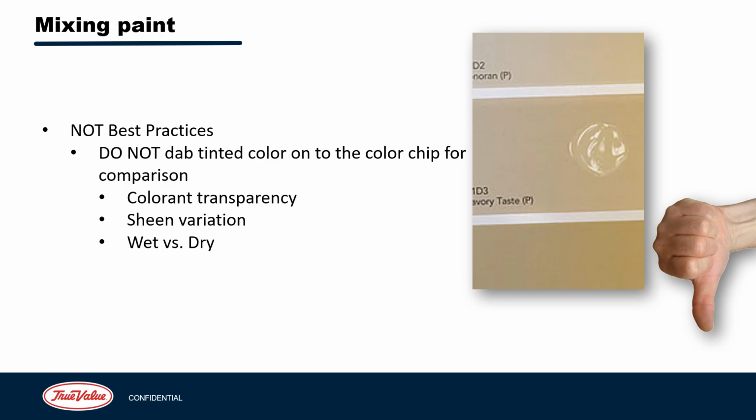You have heard of best practices. Now, I'm going to share a couple of not best practices that you should definitely not do. Never dab a sample of mixed paint onto a color chip. It can cause issues as the chip was made with paint, so now you have two coats of paint on the chip. You also could have what they call color transparency, which would cause you to think that the color mixed was incorrect. The other thing is the chip is a satin finish, and if your sample is a different sheen like a semi-gloss or maybe a flat, it can cause that color to appear slightly different.